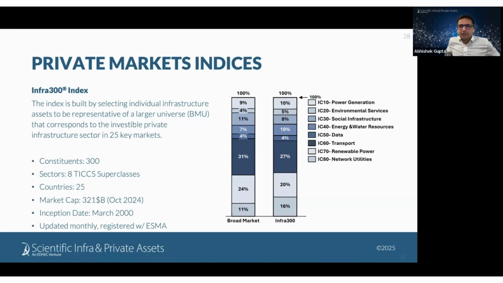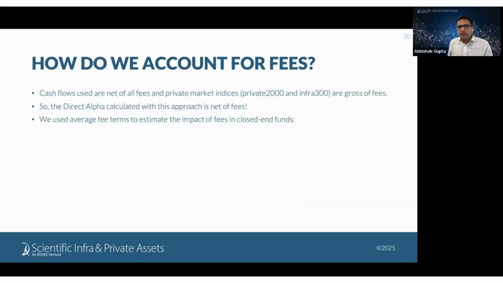So both indices represent private equity and infrastructure equity markets, and they can be used for this exercise. Now, before we go one step further, I wanted to discuss one more point about fees. How do we take it into consideration? Because this question comes up quite often. Fees are a sensitive subject, and we recognize that.